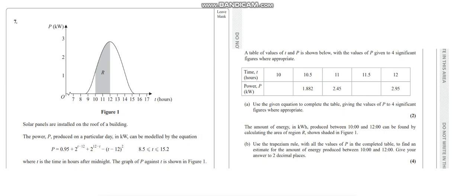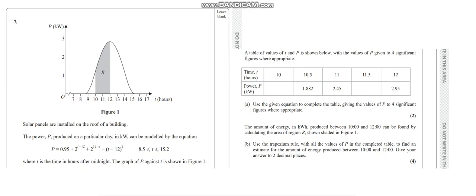The power P produced on a particular day in kilowatts can be modeled by the equation P equals 0.95 plus 2 to the power T minus 12 plus 2 to the power 12 minus T, minus (T minus 12) whole squared, where the domain is given as 8.5 ≤ T ≤ 15.2, where T is the time in hours after midnight. The graph of P against T is shown in figure 1.